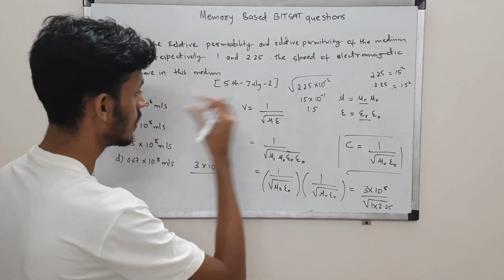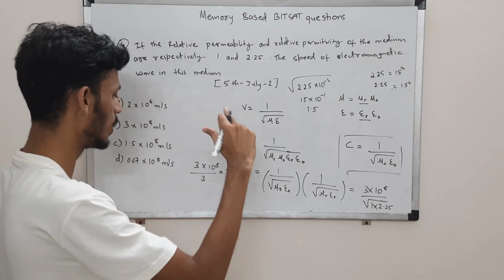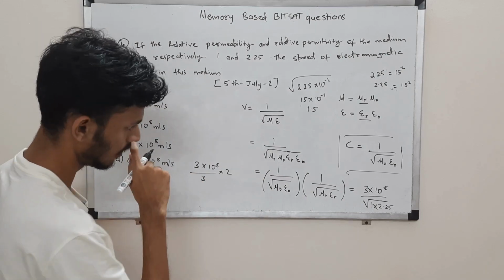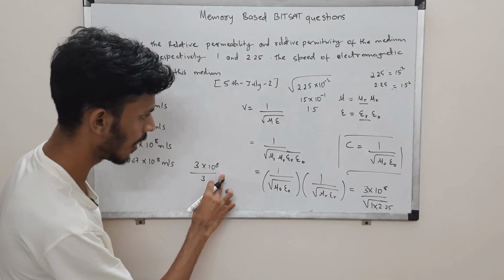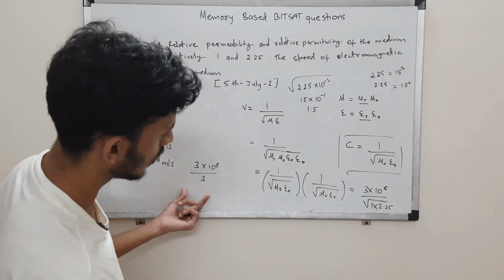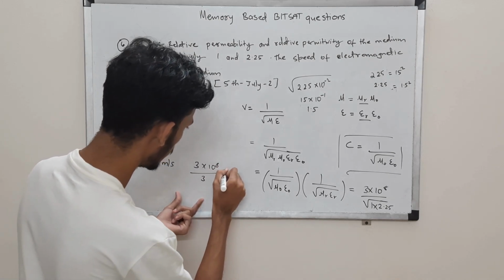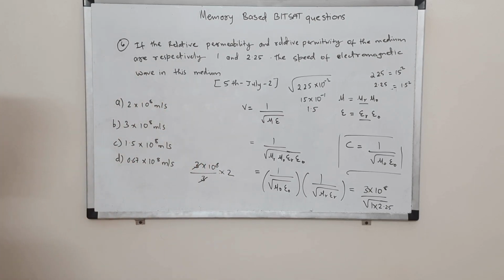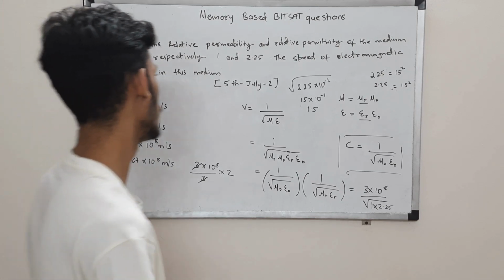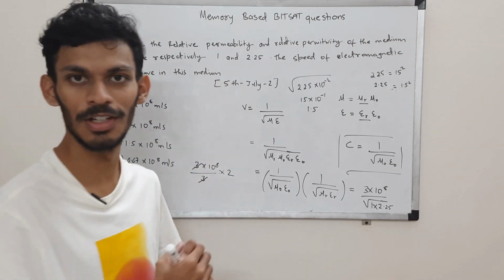So basically your answer is 3 into 10 to the power 8 divided by 1.5. Square root of that is 1.5, and 1.5 you can write as 3 by 2. I think something is going wrong. I have 1.5 over here, that is 3 by 2. So I think this and this should cancel, and the answer should be option A. Yes, option A is the correct choice: 2 into 10 to the power 8 meters per second. That's your answer. Over to the next question.